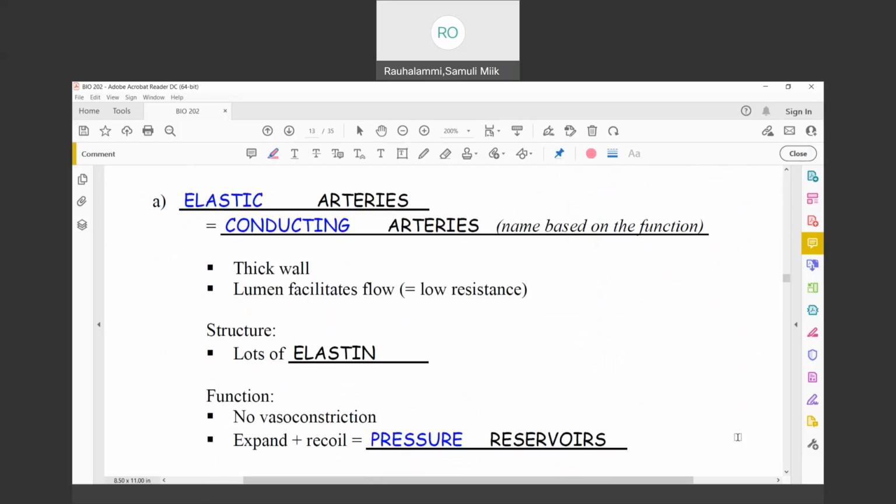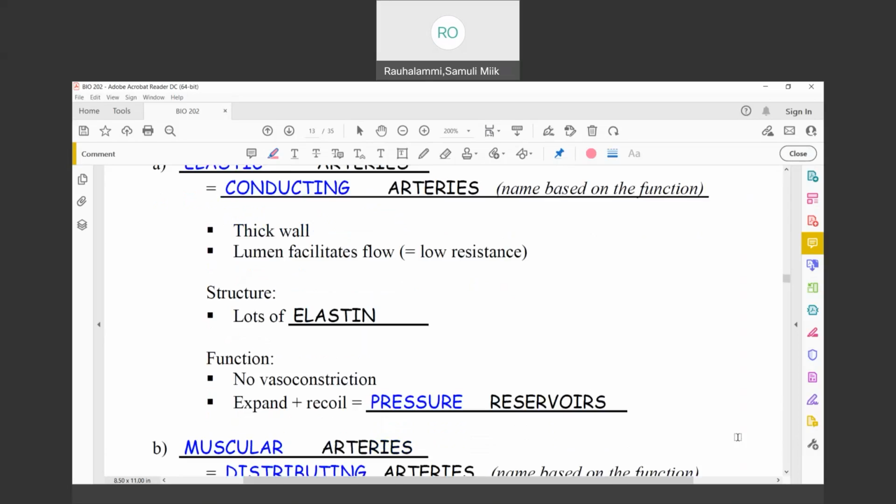The structure of elastic arteries, not surprisingly, contains a lot of elastin. We don't really see vasoconstriction happening in the elastic arteries. Instead, this expanding and recoiling helps us maintain the pressure reservoirs.